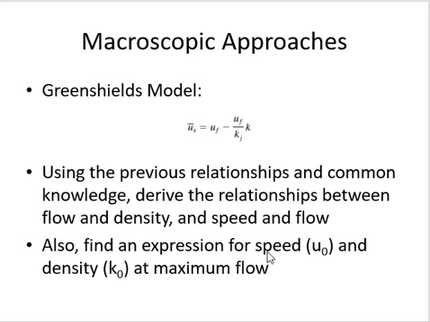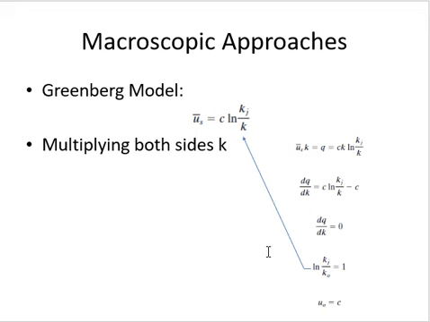If you know these two terms, you can use the equation and find out the speed or the density, and using them you can find out the flow as well. So this is very simple. Okay. So in the Greenberg model, we have the space mean speed, and then we have C. What is C? It is a constant. Which constant? We don't know yet. And then we have the natural log.